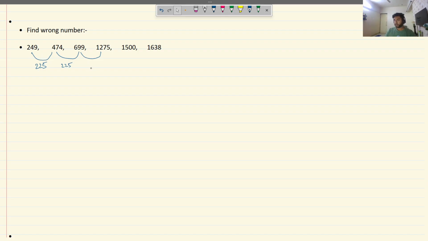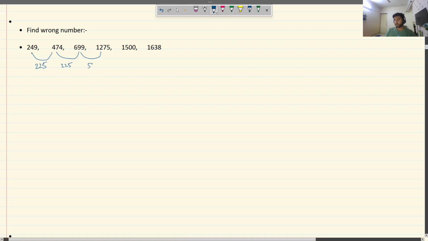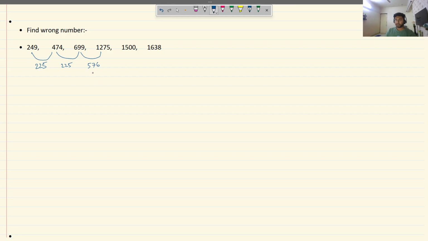This consecutive difference is 576. But 576 is indeed 24 square, and these are 15 square. 15 square, 15 square, this is 24 square. There's no relation between 15 and 24 whatsoever, apart from both of them being a multiple of 3. I don't know. Let's continue.